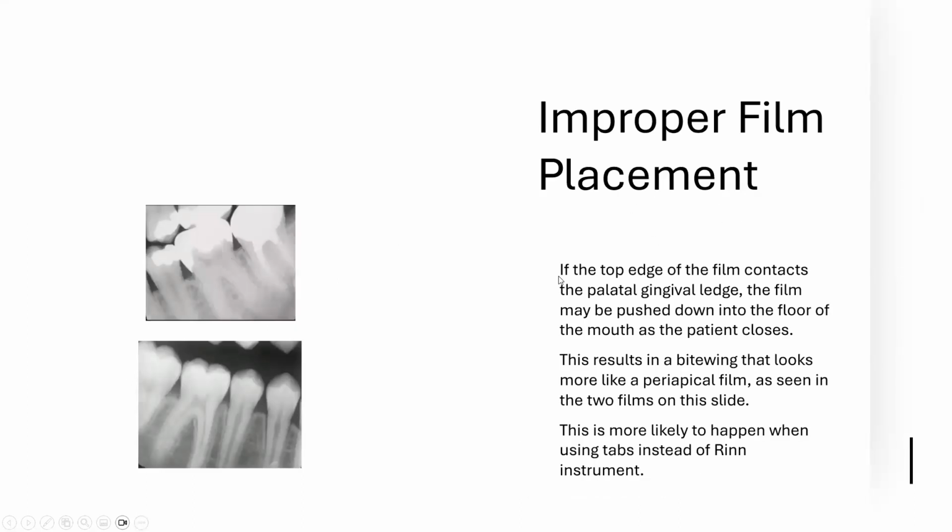Improper film placement: if the top edge of the film comes in contact with the palatal gingival edge, the film may be pushed down into the floor of the mouth as the patient closes their mouth. This results in a bitewing that looks more like a periapical film, like this one. This is more likely to happen when you are using the tabs instead of the RINN instrument.